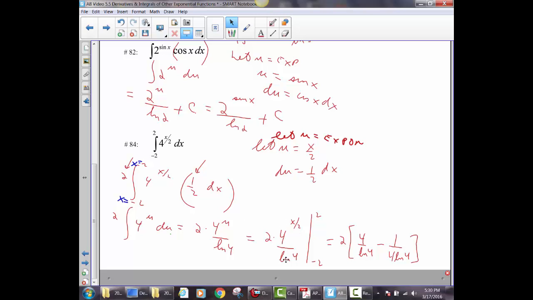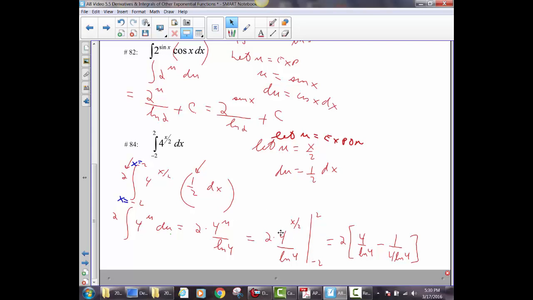Replace the u by x over 2. And now we can substitute. You've got to understand that when this says dx, that automatically implies that this is from x equals negative 2 to x equals 2. You couldn't stop, for example, here with the u and say from negative 2 to 2, because that wouldn't work. Okay, so we plug in the top number.